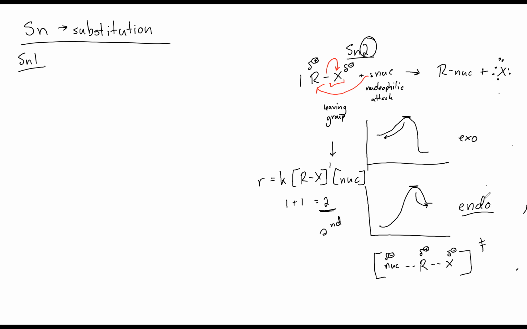Generally, it isn't always like this, but if you're exothermic, you're probably going to be closer to your reactants, so you're going to resemble your reactants more, and the opposite for endothermic. Does that make sense? Yeah, it makes sense.